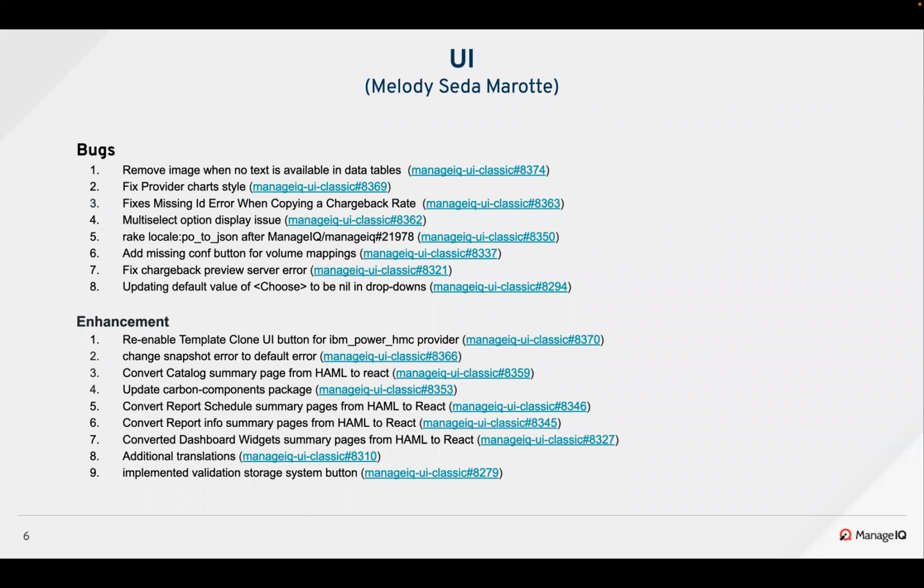Yeah, thanks, Jason. So in this sprint, 23 PRs got merged into the UI Classic repo, out of which 8 were bugs, 9 were enhancements, 1 was a refactoring bug, and there were 5 other PRs that fell into various categories. And I'll be explaining them in the following slides.